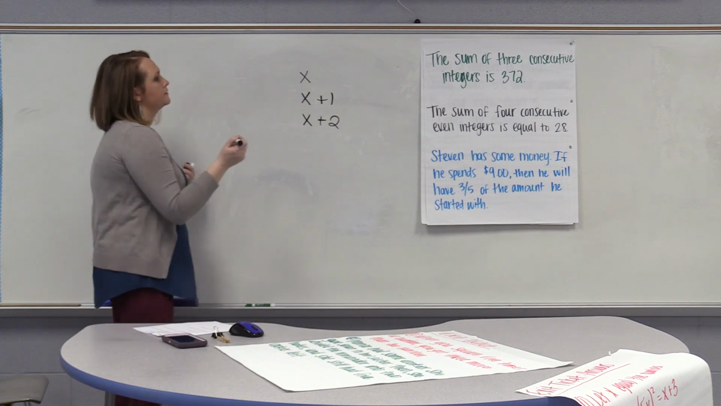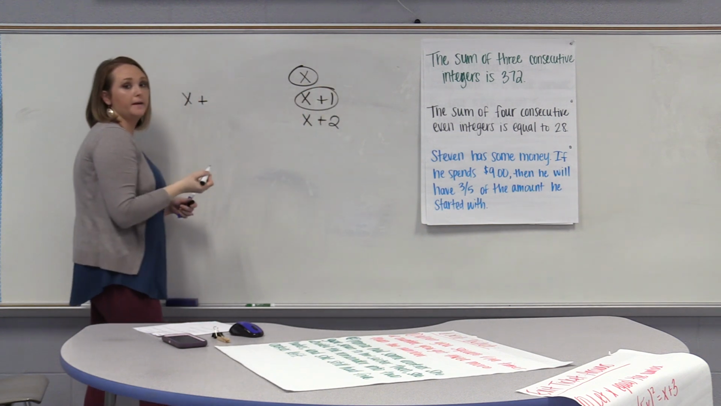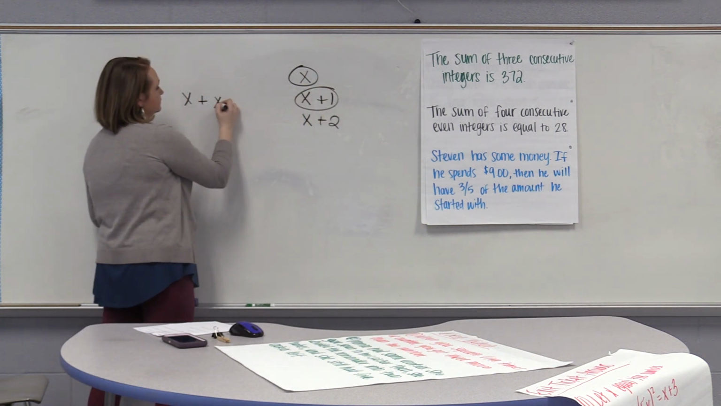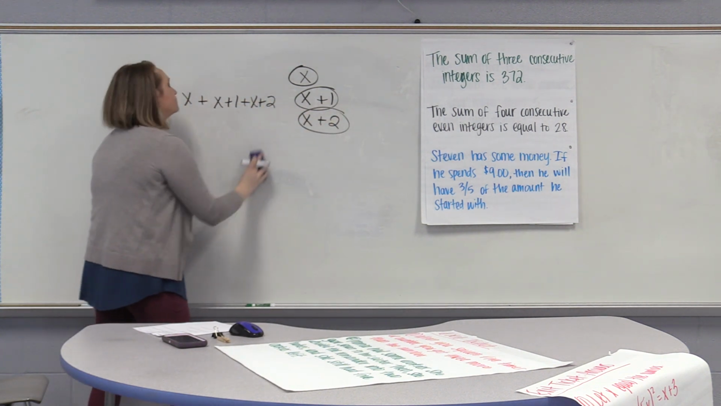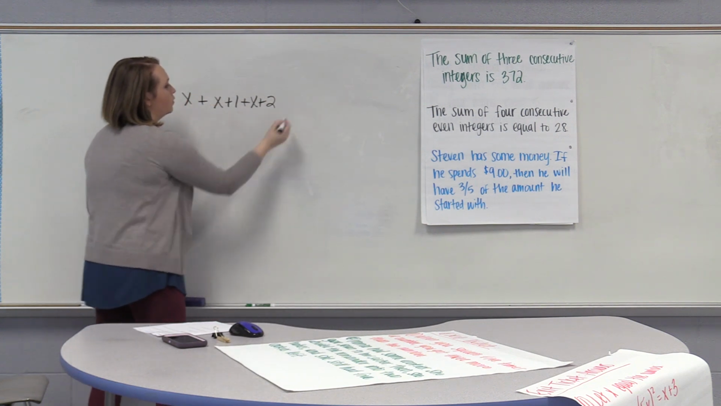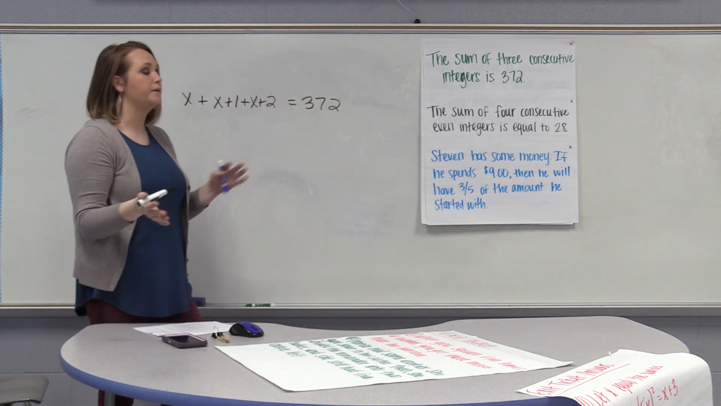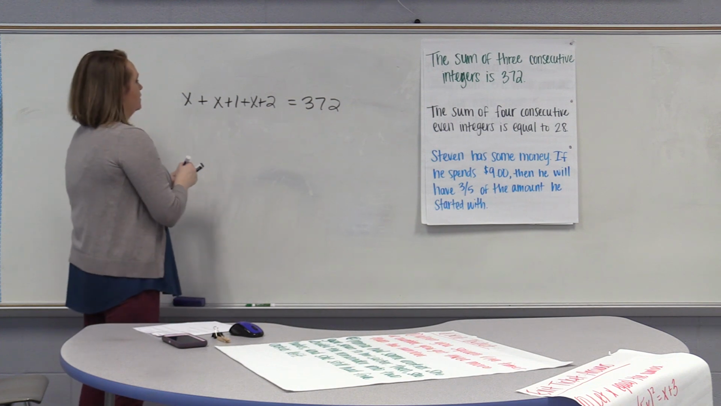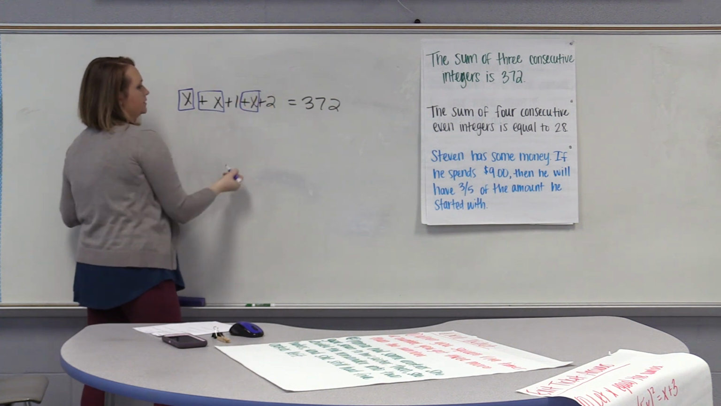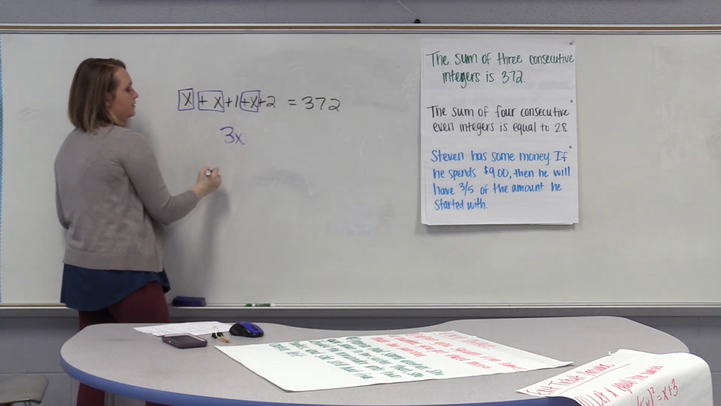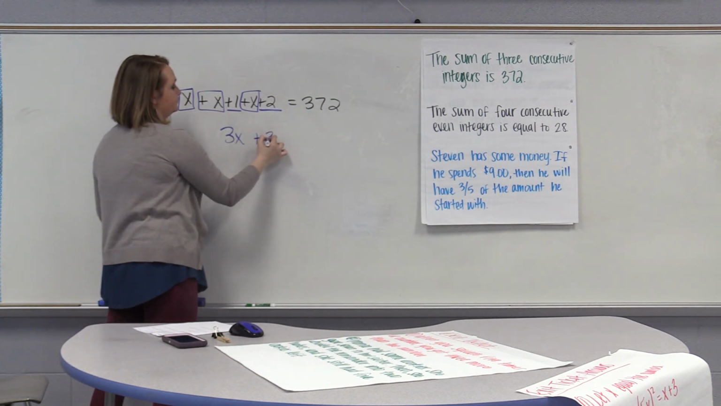Did you get something like this? x plus x plus 1 plus x plus 2, and the sum of all of that should equal 372. Now, you may also choose to rewrite this equation by combining like terms. So we know that x plus x plus x would give me 3x, plus 1 plus 2 would give me plus 3, equals 372.